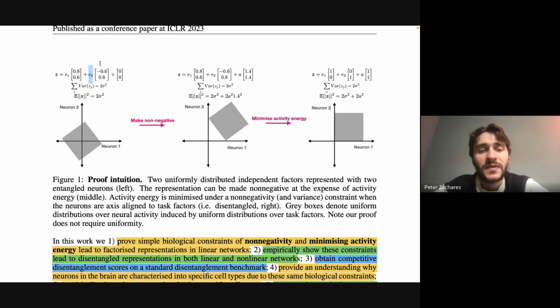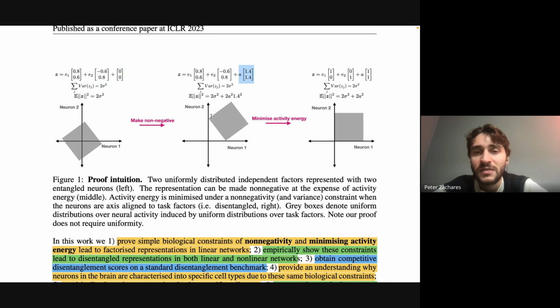And so in this first picture, you're not enforcing non-negativity or minimizing activity energy. And so they say, okay, let's enforce non-negativity. The way they do that is by increasing the bias term. The bias term in the first equation is 0, 0, whereas the bias term in the second equation is what you see here. It's like the activation term. They call it the minimum activation, this bias term.